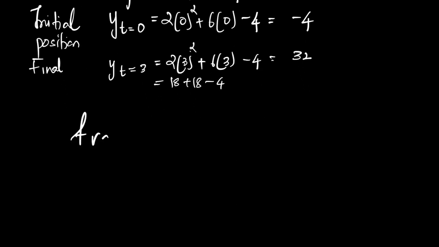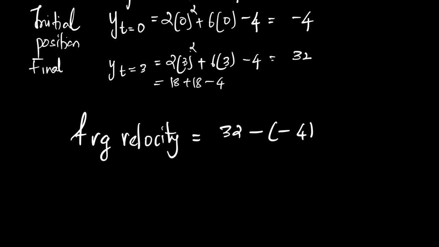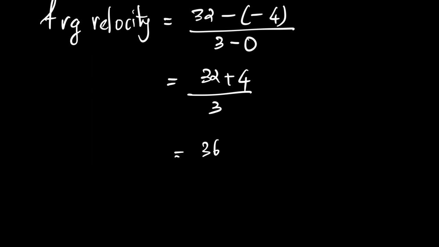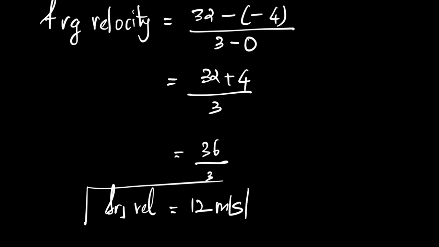So now we can say that average velocity is equal to final position, that is 32, minus initial position, that is minus 4, the whole upon 3 minus 0, right, which is equal to 32 plus 4 by 3, which is basically equal to 36 by 3, that is 12 meter per second. So the average velocity is 12 meter per second.